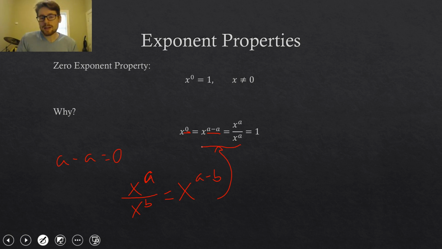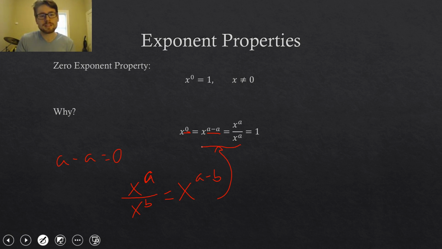And ultimately, what does that equal? Well, any number, x to the a, divided by itself is equal to 1. 5 divided by 5 is 1. 10 divided by 10 is 1. They're all equal to 1. So x to the 0 equals 1. And that's so that everything else ends up working nicely.